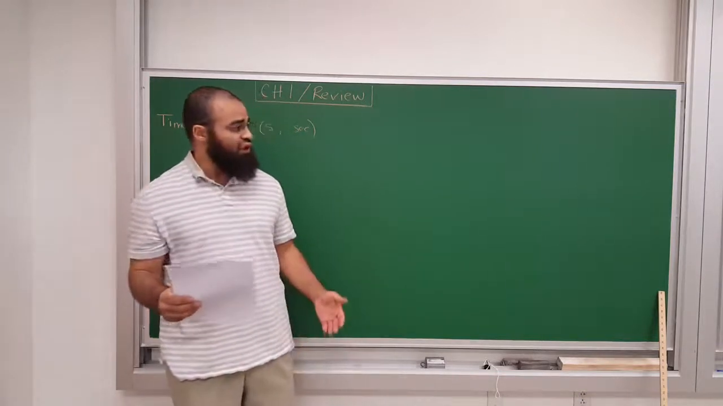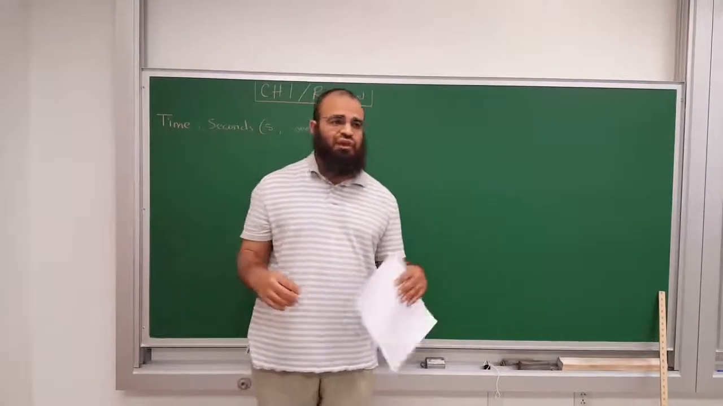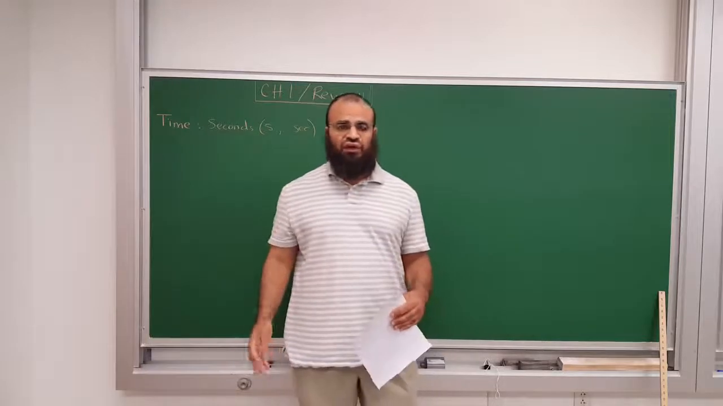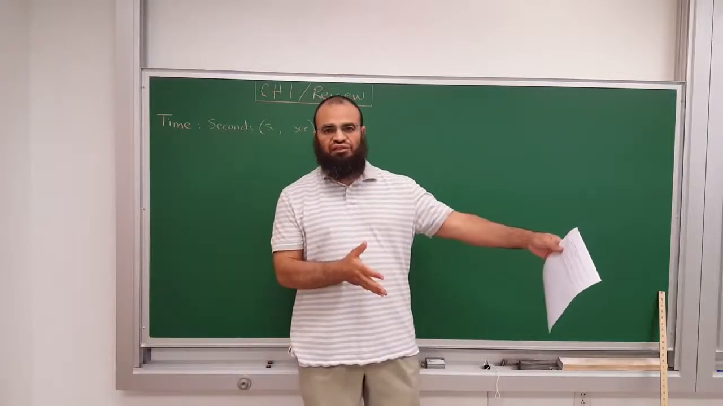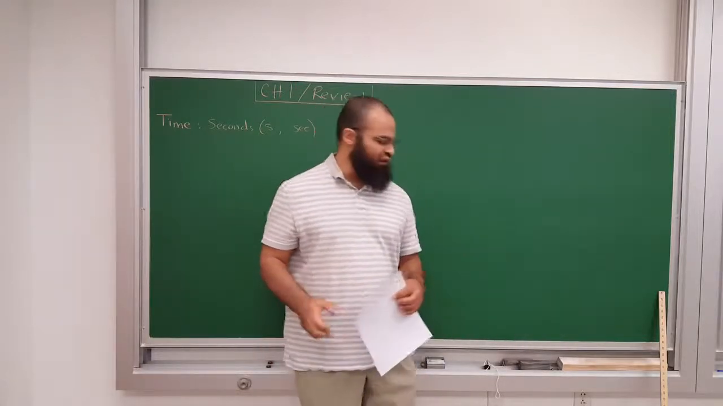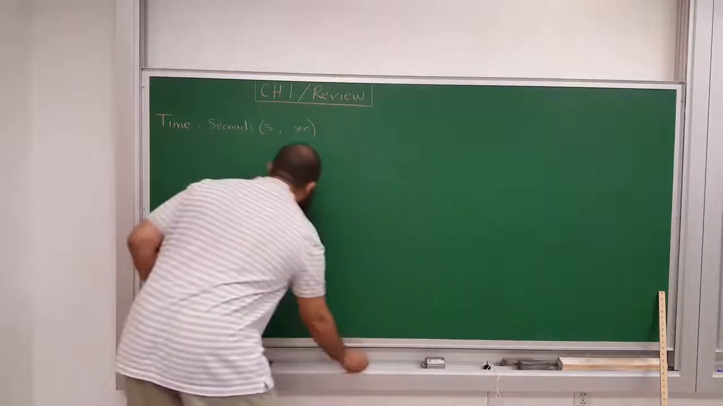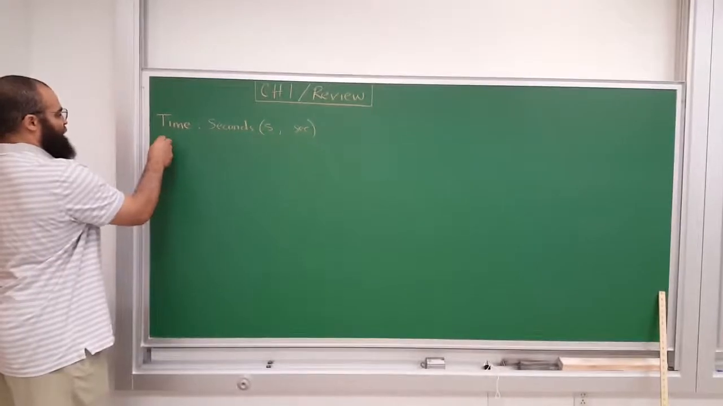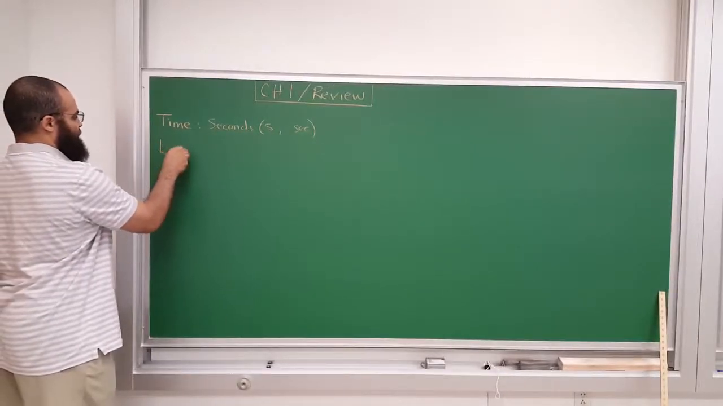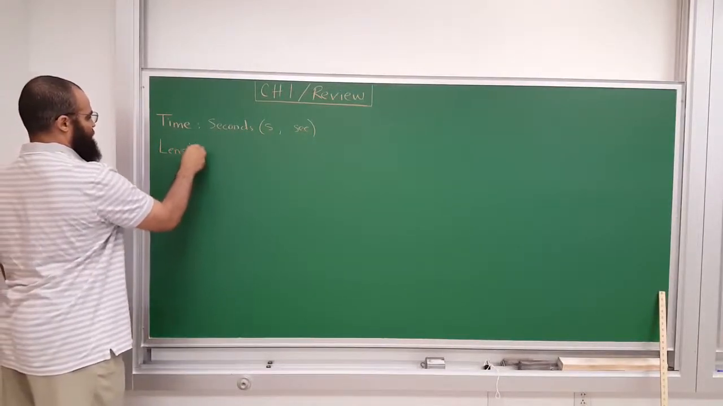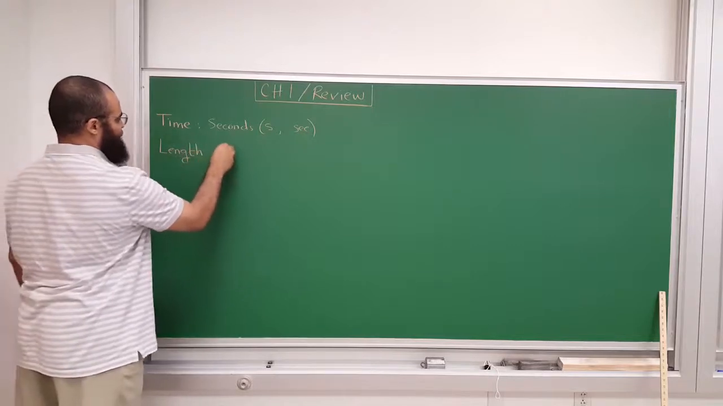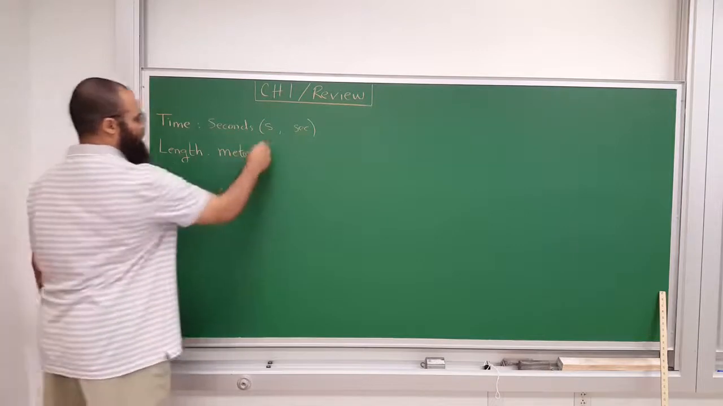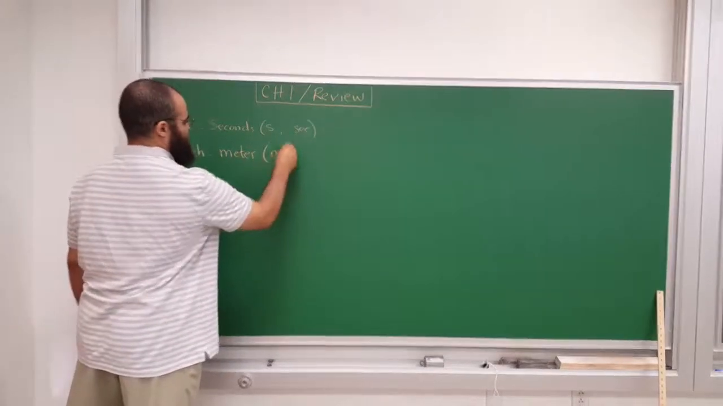Okay, the next thing is we have to be able to talk about, so that's time, but in order to tell how fast something is moving, it's covering a certain distance over a certain time. So what is the standard unit for distance? That's the meter. So time, and then length. The standard unit for length is the meter. The abbreviation for a meter is M.